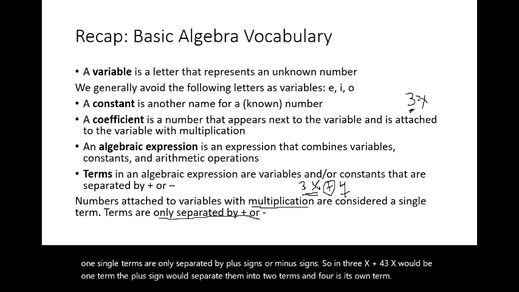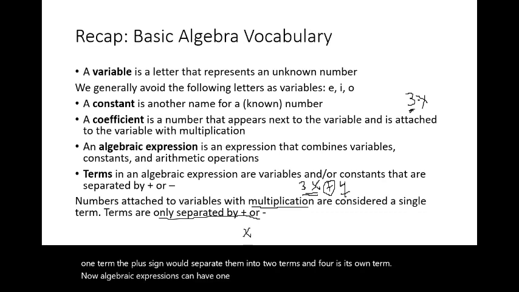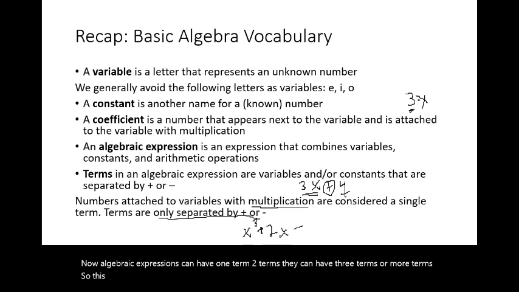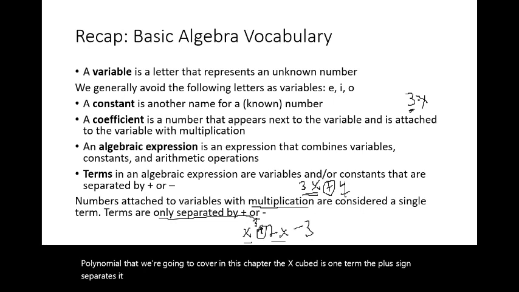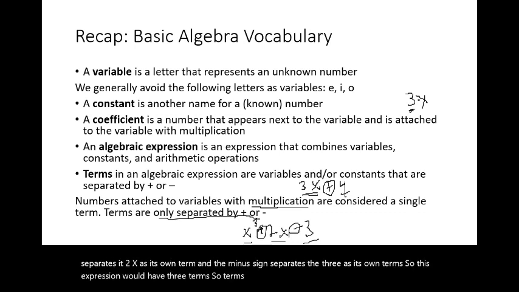Now, algebraic expressions can have one term, two terms, they can have three terms or more terms. So this is an example of the type of polynomial that we're going to cover in this chapter. The x cubed is one term. The plus sign separates 2x as its own term, and the minus sign separates the 3 as its own term. So this expression would have three terms. So terms are only separated by plus signs and minus signs. Anything attached with multiplication is considered all one single term.